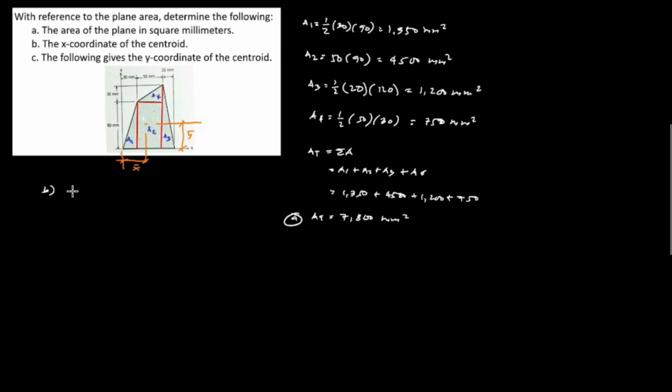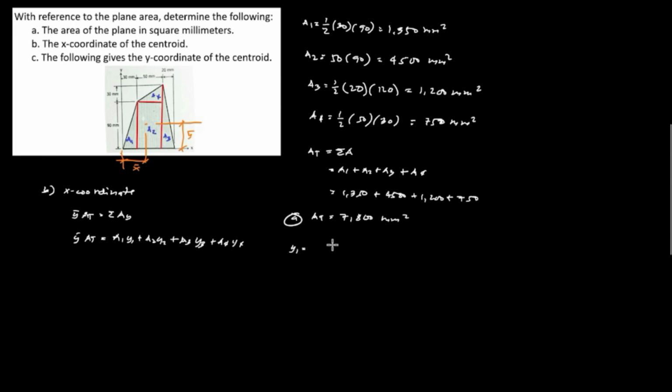For B, at x coordinate, we will have the y bar times area total, which is equal to the summation of all area times y, and y bar times area t. So area 1 times y1 plus area 2 y2 plus area 3 y3 plus area 4 y4. And we will find first the value for y1, y2, y3, and y4.